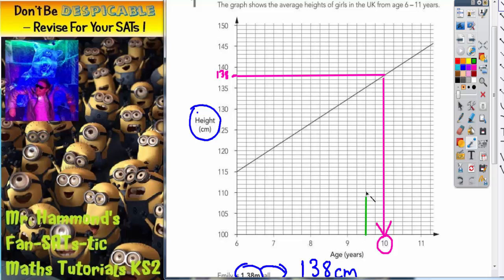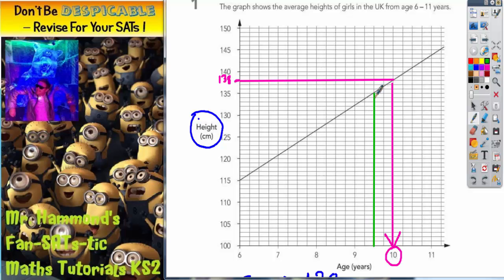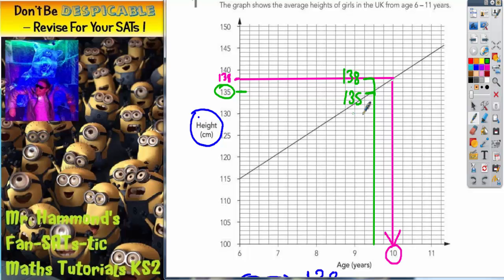She's there. We're going to draw a line up to this line here. Now, if she was average, she would be on that line. And the point on that line is level with here, 135 centimetres. So if she was average, she would be 135 centimetres. But she's not average. She continues on to 138 because it tells us that she is also 1.38 metres. So, if she was average, she would be 135 at the age of 9.5, but she's above average, she's 138.